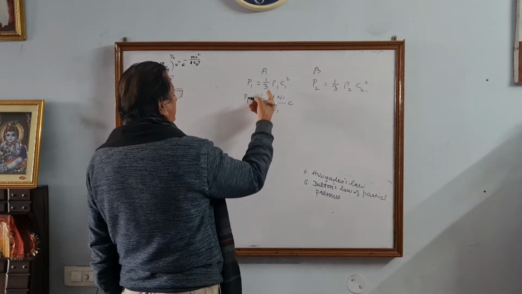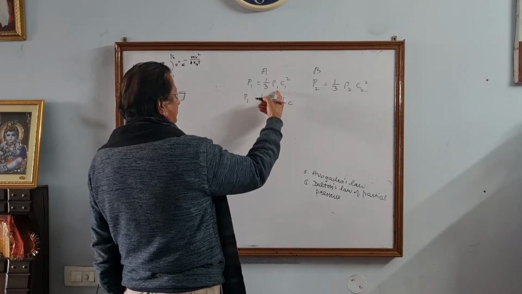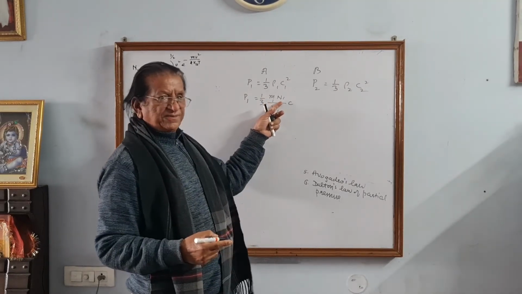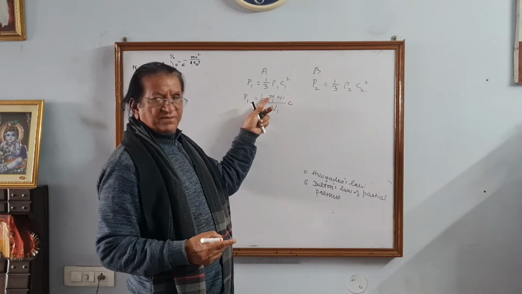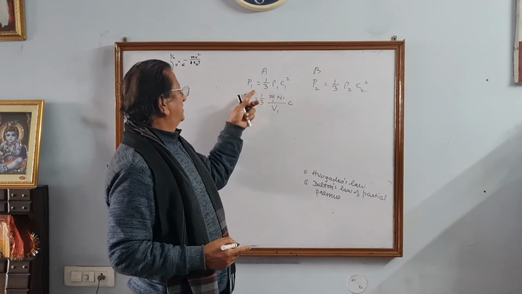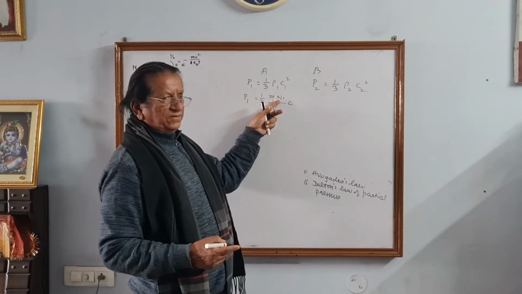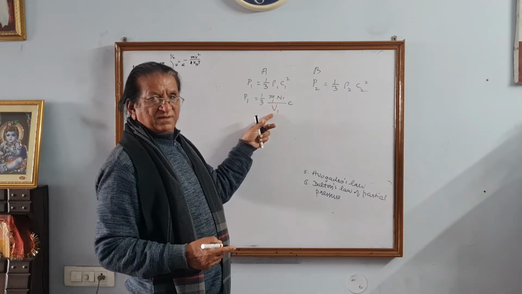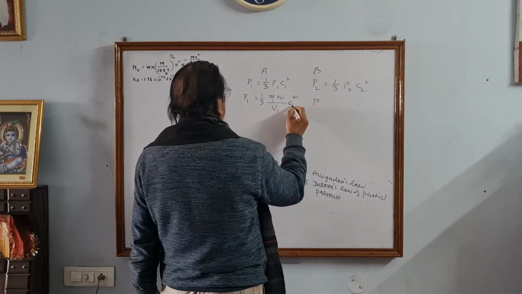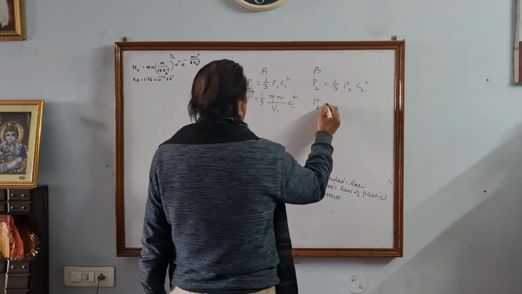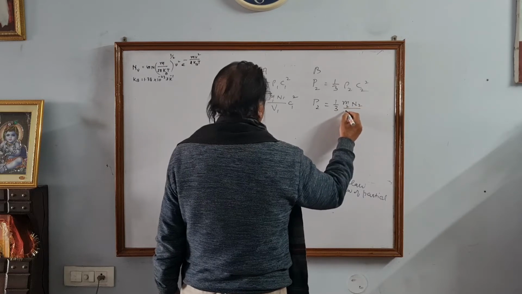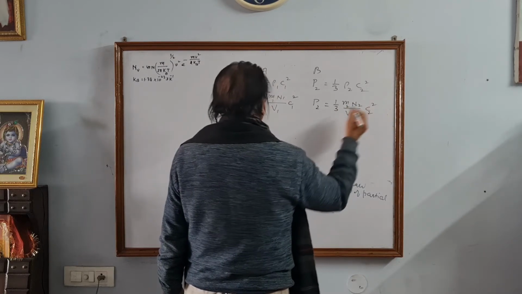It is 1/3 ρ. Rho means density, means mass upon volume. And if this gas has N number of molecules, M1 is the mass of one molecule. So the mass of the first gas will be the mass of one molecule into the total number of molecules. Similarly, you have P2. Here P2 will be 1/3 M2 N2 over V2 C2 square.